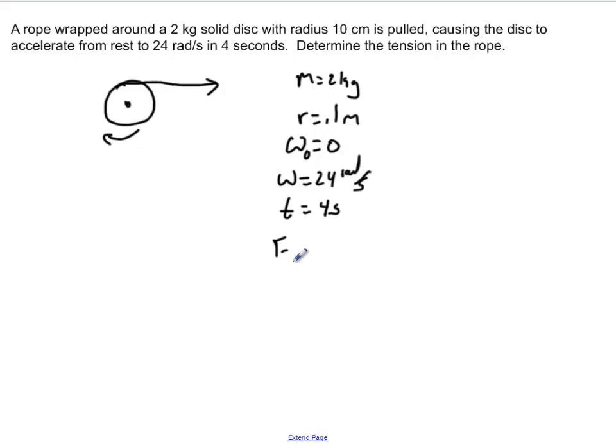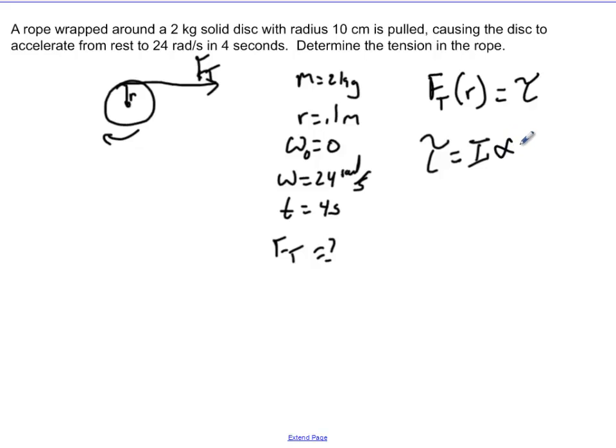So I want to know Ft. This is Ft right here, and this is the distance r right here. How can I do this? Ft is causing a torque. So I know that the force of tension in the rope is acting with the lever arm R to cause a torque. I know the radius, so if I can find the torque, I can solve this problem. I know one more relationship for torque: torque is equal to I alpha.